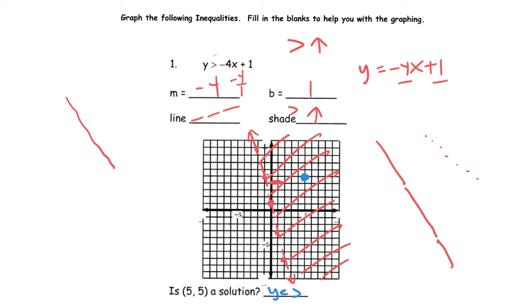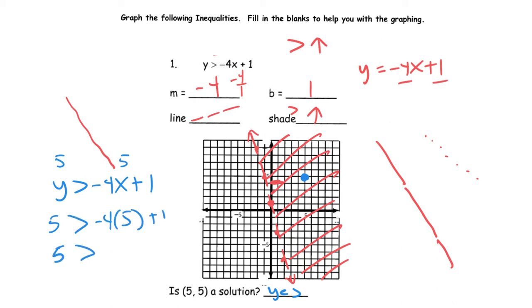Now, the one way you check, again, we have y is greater than negative 4x plus 1. If we put a 5 and 5 in there, that gives us 5 is greater than negative 4 times 5 plus 1. So 5 is greater than negative 20 plus 1. 5 is greater than negative 19. And that is true.